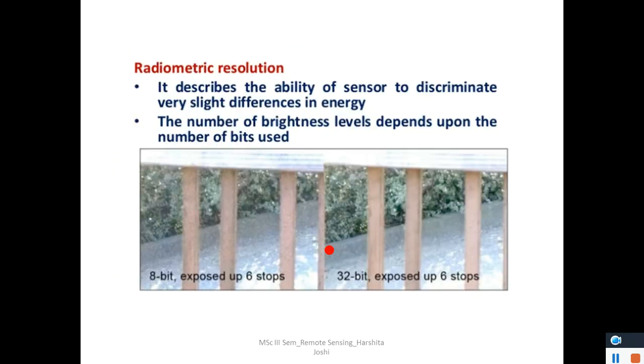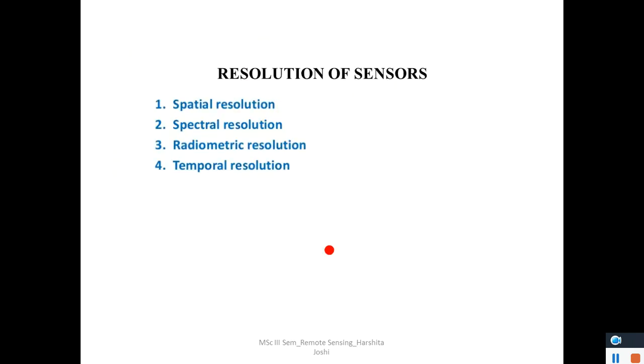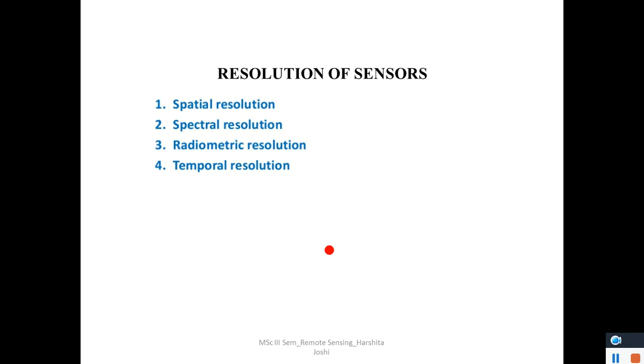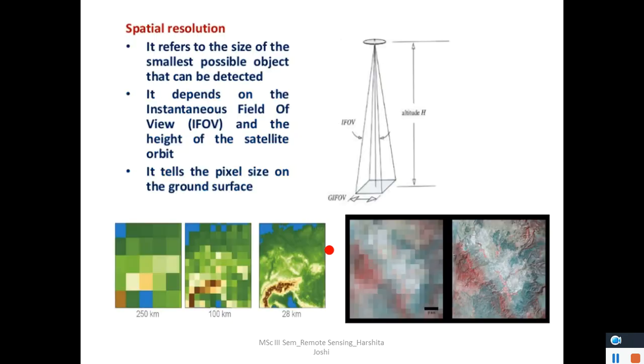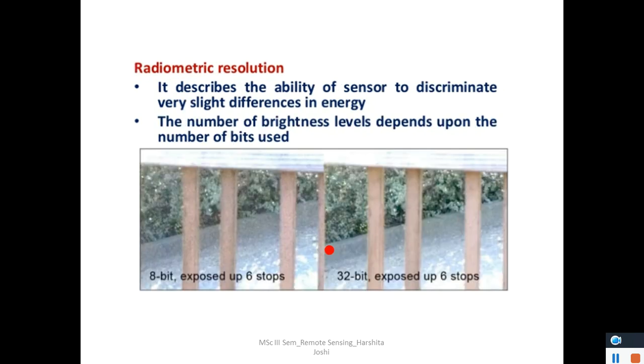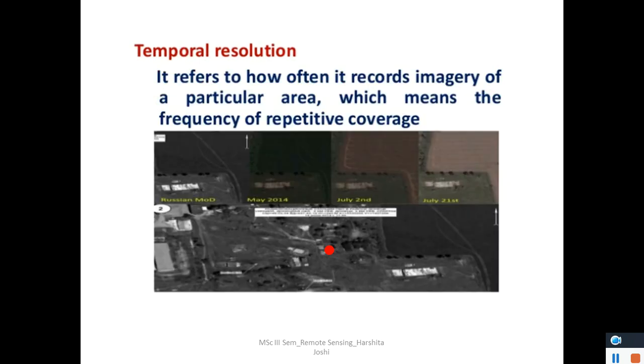So we studied about resolutions of sensors. This is the character of a sensor. So if a question is asked about characteristics of sensors or resolutions of sensors, you have to write this only. They are of 4 types: spatial, spectral, radiometric and temporal. Spatial refers to the size of the smallest possible object that can be detected. Spectral refers to the wavelength ranges which can be detected. Radiometric resolution refers to the discriminative power of slight differences in the energy. And the temporal resolution refers to the frequency of repetitive coverage.